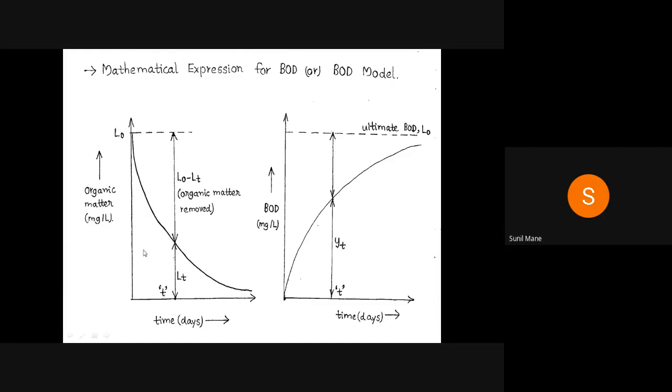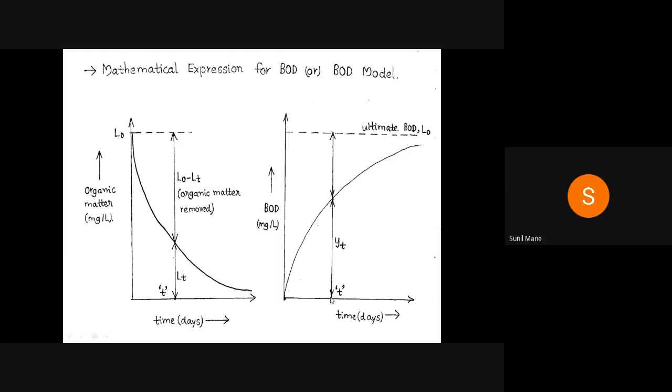These are the two graphs which can be overlapped. In most books you would get the overlapping of these two graphs, but overlapping is somewhat confusing. That is why I have given you these two graphs separately. Again, we'll take the example of T, the number of days, that is the fifth day.